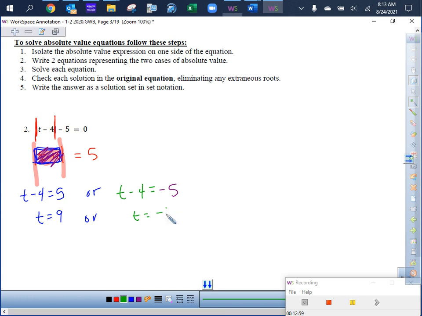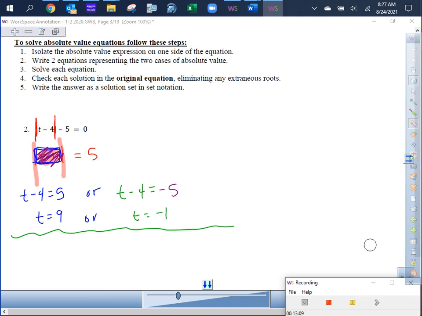Negative 1. We cool with those? Those are possible solutions. Very possible. We have to check to see if any of those are extraneous. So, time to check to see if any of these guys are what's called extraneous. They don't make the original problem work.